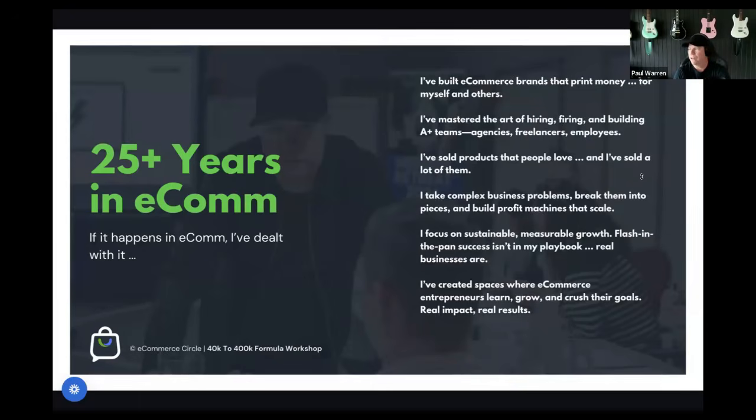I like to think that I've mastered the art of building great teams and working with agencies, freelancers and employees. I've sold pretty much every possible thing you can imagine on the internet. I like to think that the systems and processes we teach inside the Ecom Circle and at Insightful make it way more fun and enjoyable to build ecom brands, which is what I'm all about. I'm also a dad.